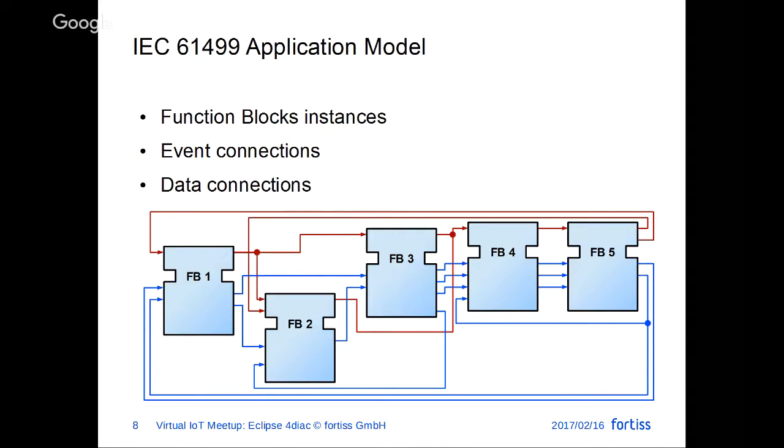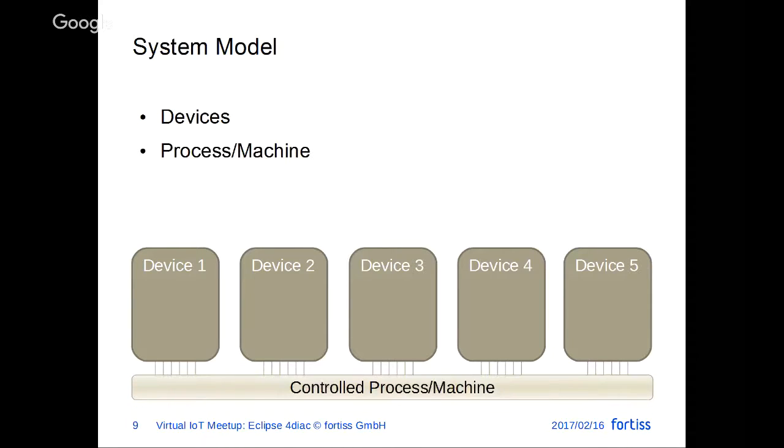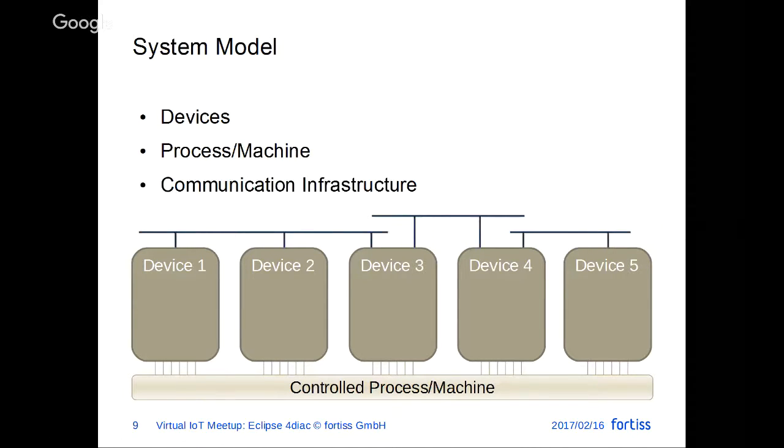But this is important. We also need some hardware. So in 61499, we have a system model where we have devices. In this case, an example with 5 devices. The devices are connected to the process, to the machine, and they are networked together. And this is a model which allows us to say what kind of devices we have, how they are communicating, and how they are connected to the process.